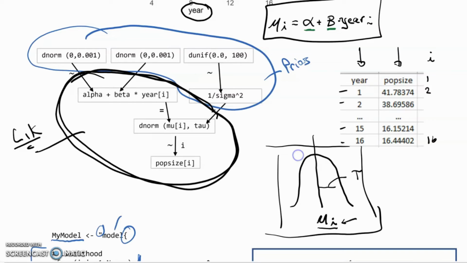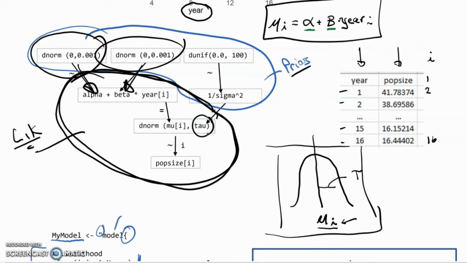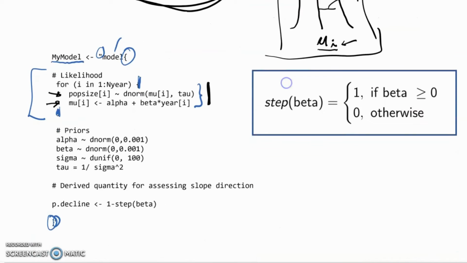And so then what we need to do is get our priors. So what's going to happen is the prior for alpha is going to be flat, prior for beta is going to be flat, and the prior for our precision tau is going to arise from this two-stage process, where first we say that sigma, the standard deviation, comes from a uniform distribution, and then tau is just the reciprocal of sigma squared. So our model is really quite simple. There's one little wrinkle at the end, and that's this thing here that says P decline equals 1 minus step beta. What's that all about?